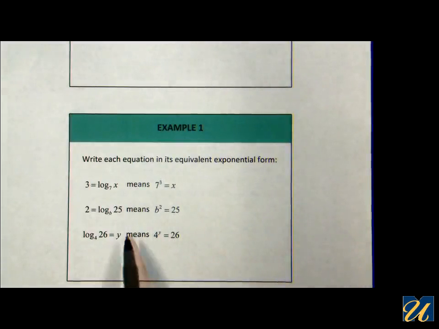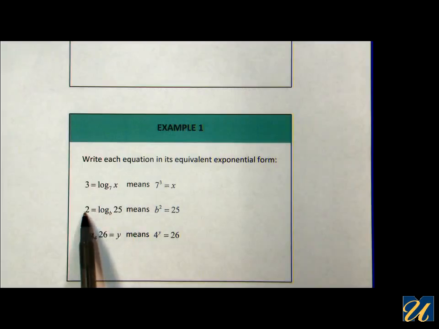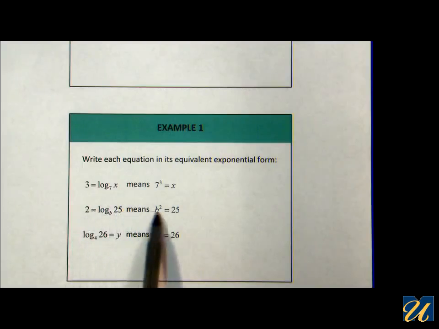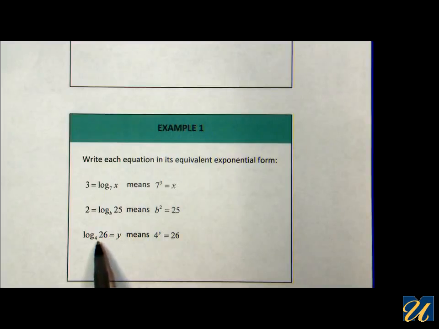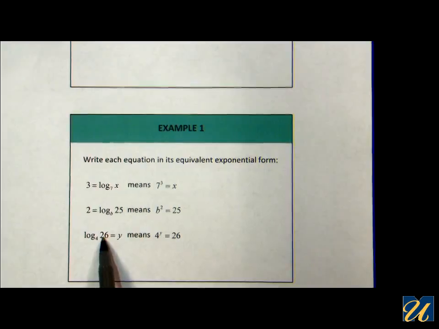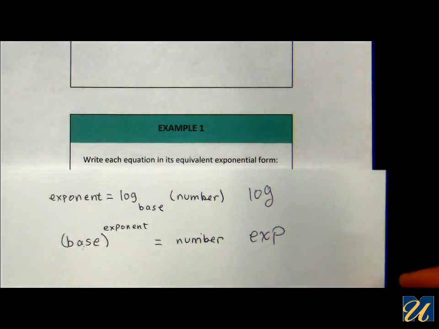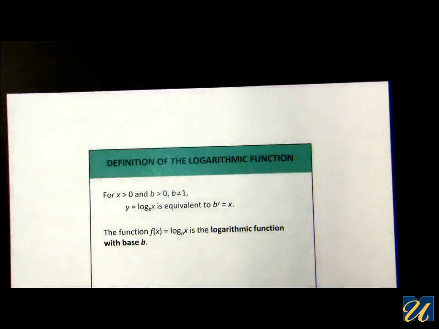In a similar way, this means b to the second power equals 25. This means 4 raised to the power y equals 26. So we're converting from one form to the other by using our definition here that we had before, or if you wish, the definition that we have right up here.